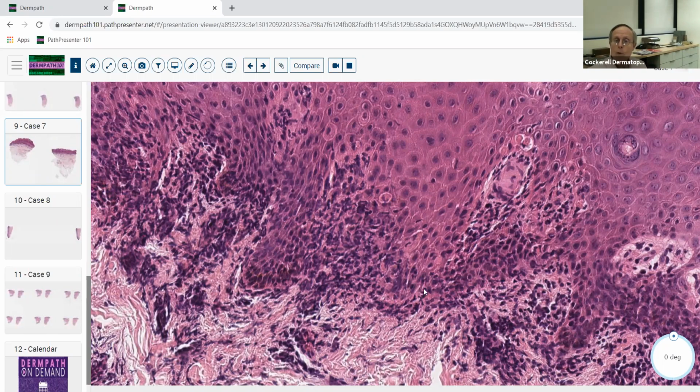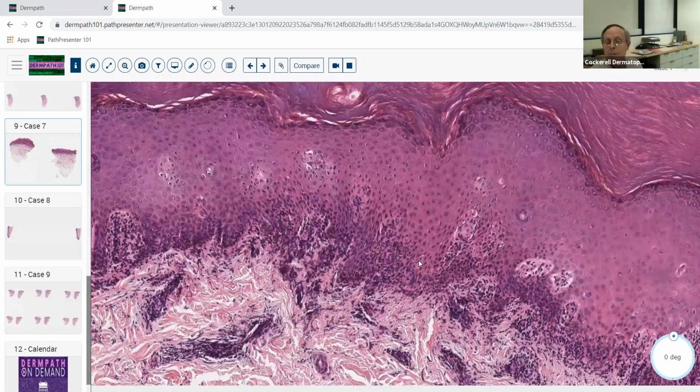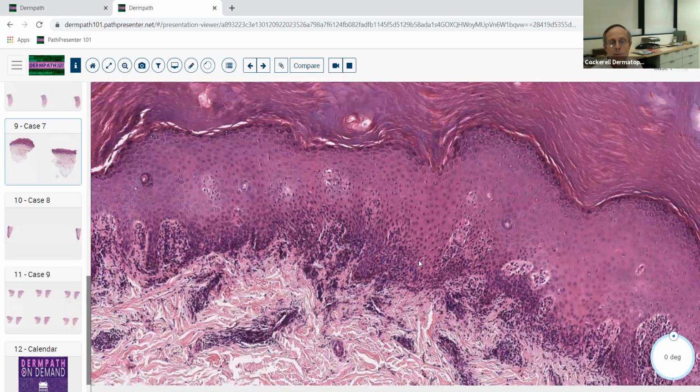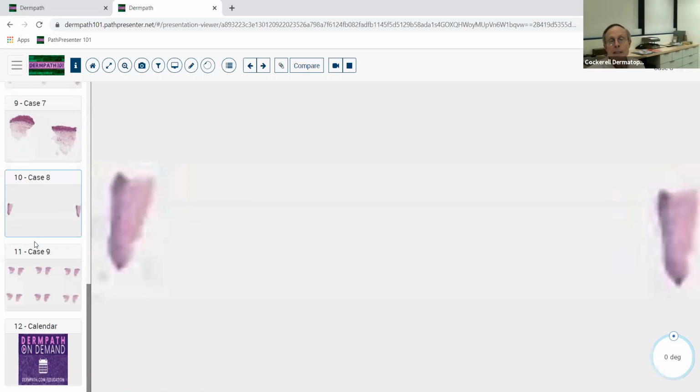One other pearl that's not seen in this slide, but you can see it in some cases of erythema multiforme. Again, in early lesions, you can sometimes get a fair amount of spongiosis, and it can simulate a spongiotic dermatitis with some interface change. So just remember that sometimes early evolving erythema multiforme can look a little bit weird.